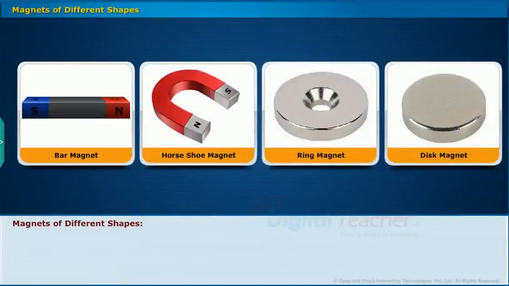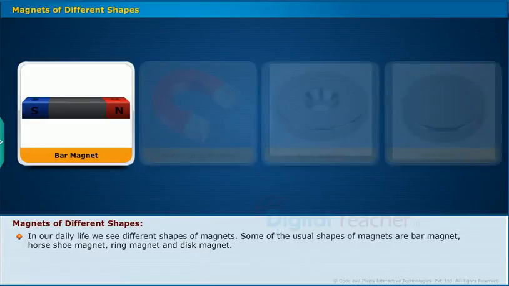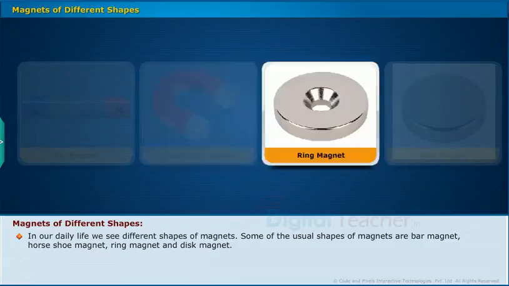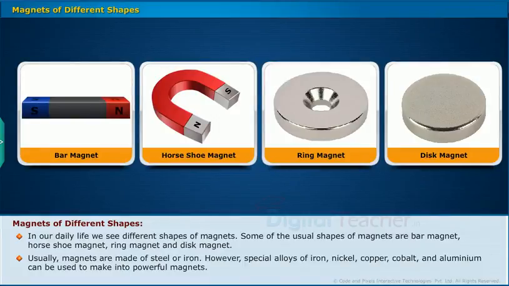Let us study about the different shapes of magnet. In our daily life, we see different shapes of magnets. Some of the usual shapes of magnets are bar magnet, horseshoe magnet, ring magnet, and disc magnet. Usually, magnets are made of steel or iron. However, special alloys of iron, nickel, copper, cobalt, and aluminium can be used to make into powerful magnets. Neodymium is the strongest magnet currently known.